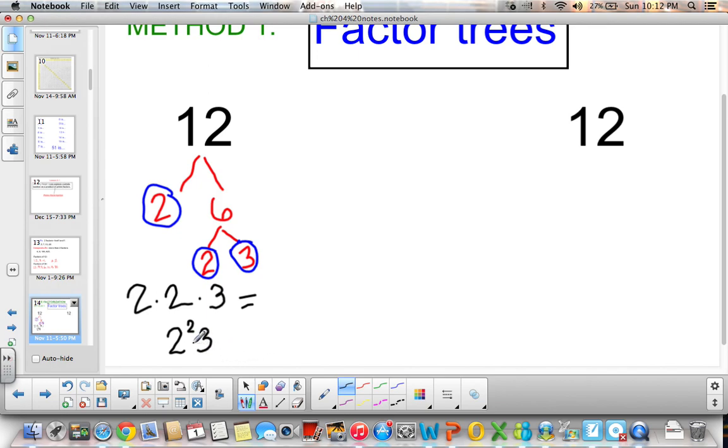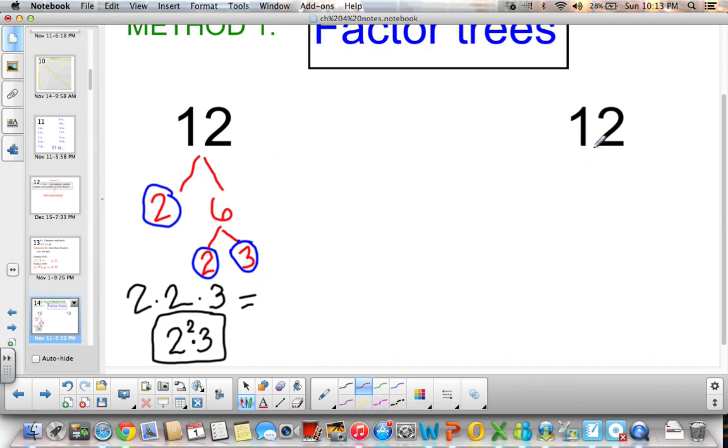Or we would say 2 squared, and then we're going to put our little multiplication sign in there. And it's nice to keep using our dot instead of x, because we'll eventually have variables in here. So our prime factorization is 2 squared times 3, and we can check it because 2 times 2 is 4 times 3, which equals 12.